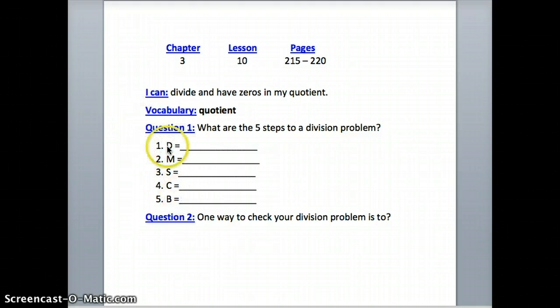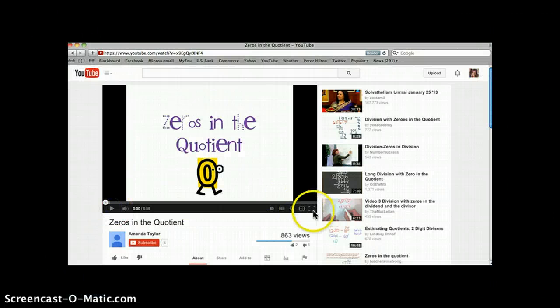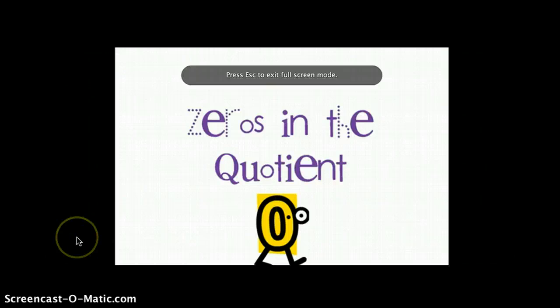And it even gives you the first letters of those steps. So you'll get that in our video clip we're just about to watch. Question 2, one way to check your division problem is to, and you'll answer that. Okay, so let's watch an example video of what to do when there are zeros in the quotient.